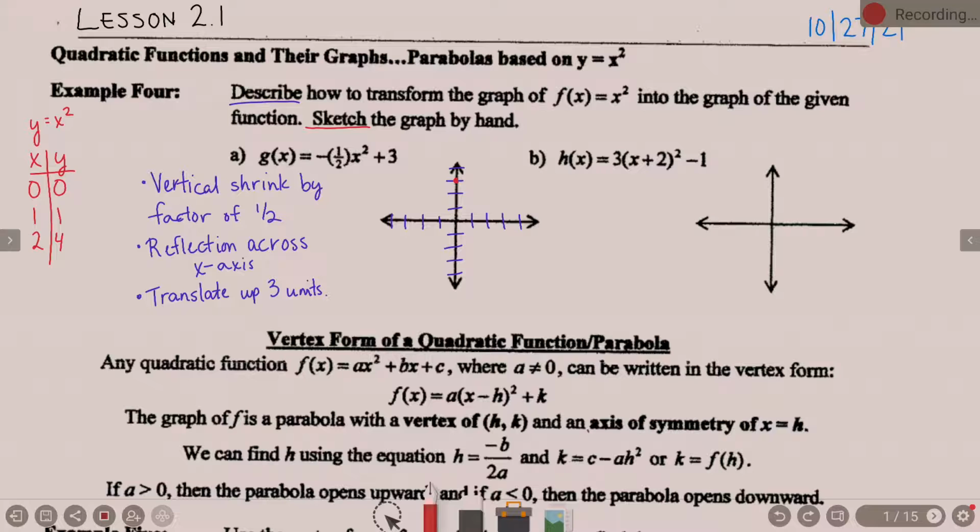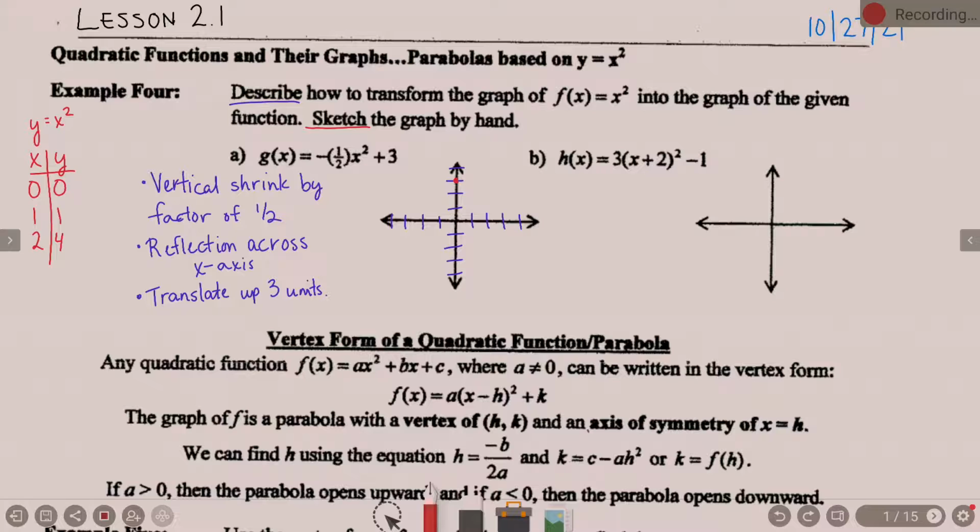The key is, what about this shrink of 1/2? You remember if it's a vertical shrink or stretch, it affects what? My vertical values. Those are the y values. So we're going to talk about the y values. Obviously, it doesn't affect the vertex. Normally, we would go over 1, down 1 in this situation.